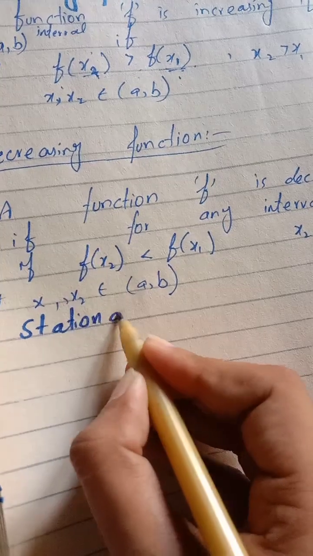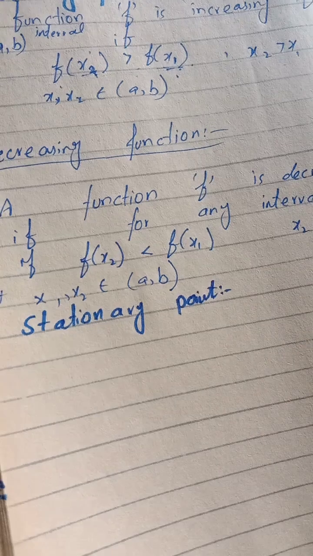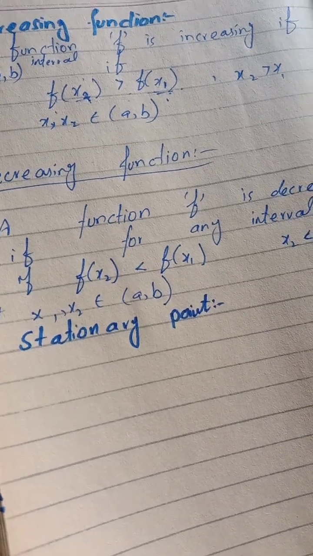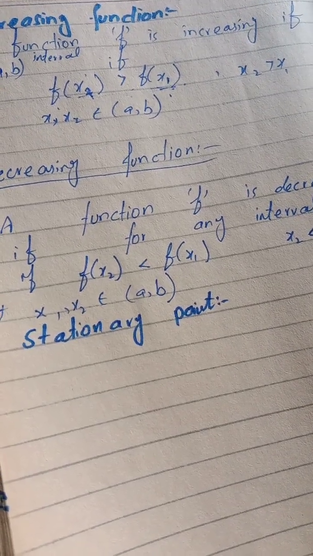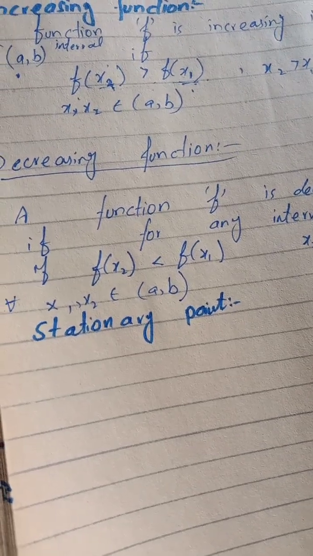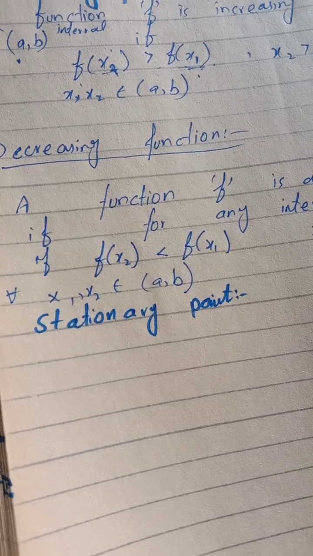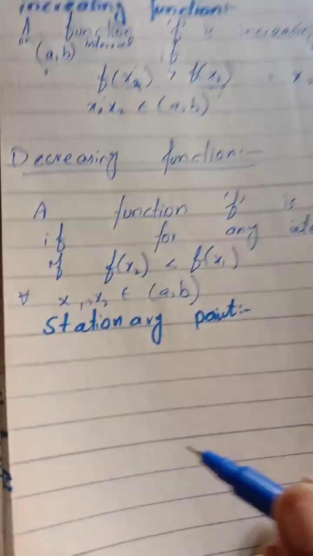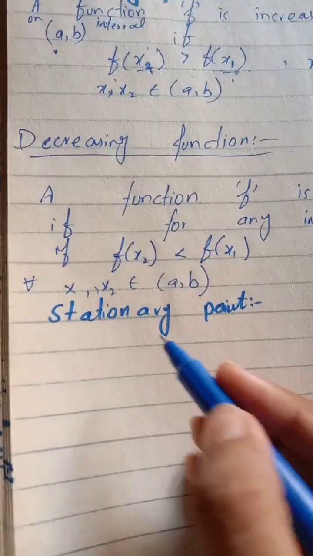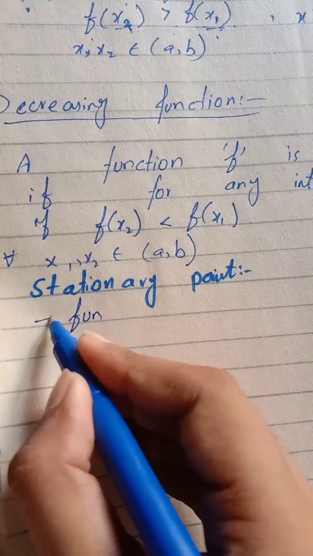The other type of function is the stationary point. It is not as important as increasing and decreasing functions, but sometimes the examiner asks it in MCQs, so you have to know about the stationary point. What is the stationary point? Any point where the function is neither increasing nor decreasing. Simple.